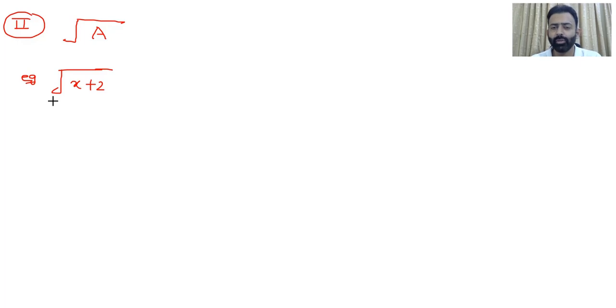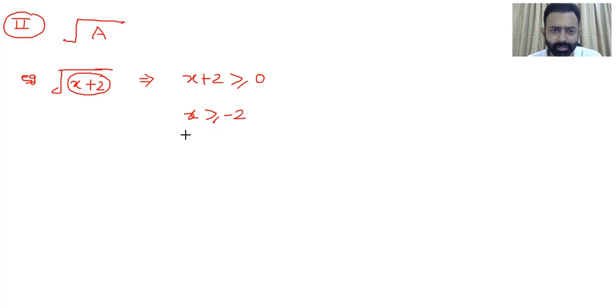Now you very well know that square root is only possible for non-negative numbers. That means this x plus 2 must be greater than or equal to 0. For 0 also you can find the square root, which is 0, but this should not be negative. So in order for this square root function to be defined, x plus 2 must be greater than or equal to 0. That means x should be greater than or equal to minus 2, and this is the domain. It simply says that x should be greater than or equal to minus 2.